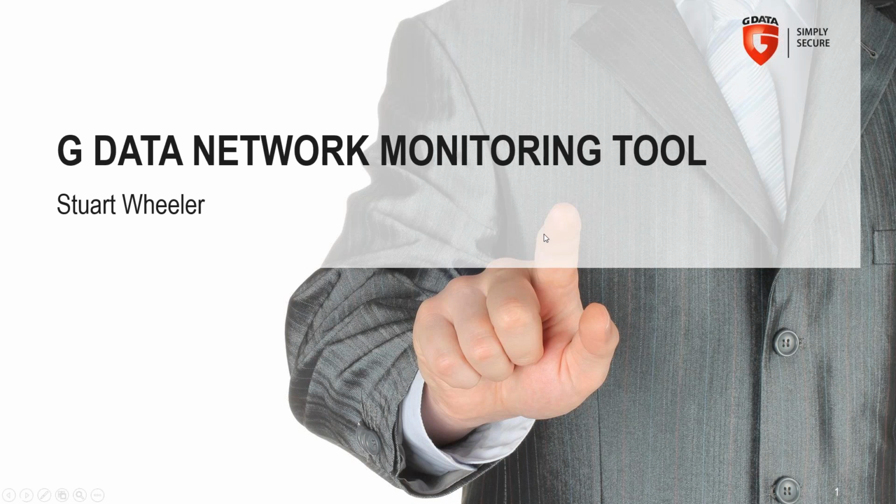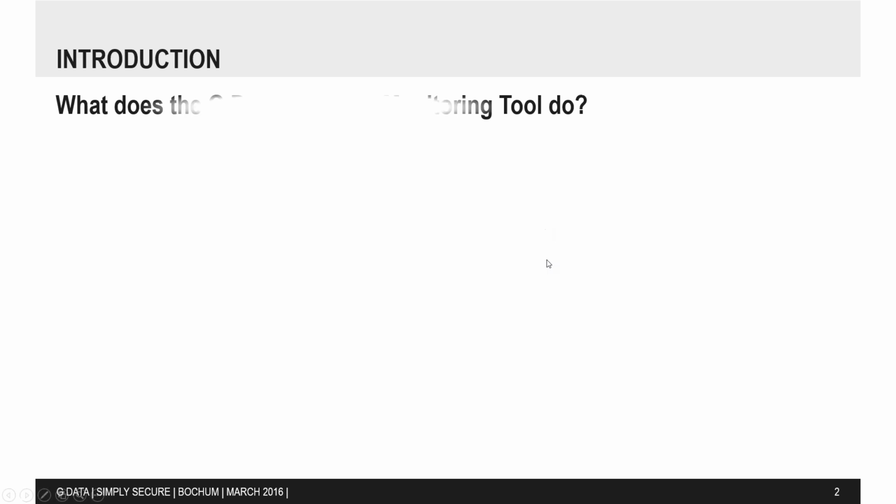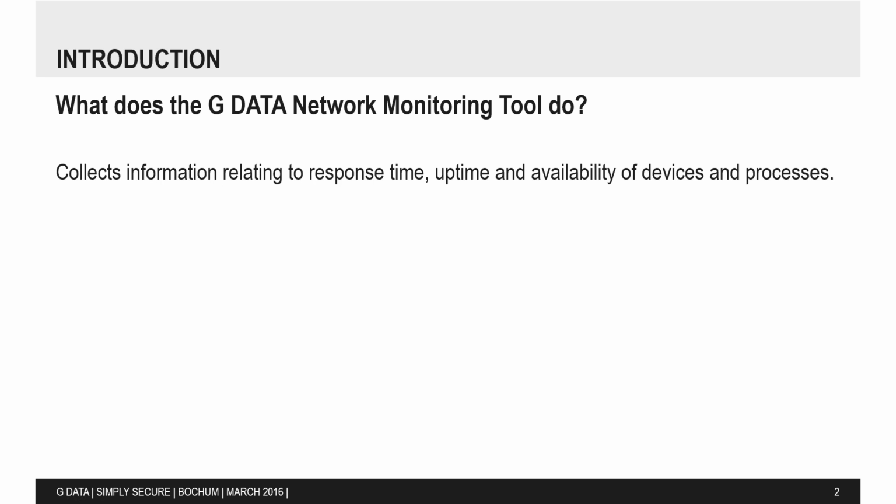So let me begin. So what does the network monitoring tool actually do? What it's doing is it's collecting information from devices on that network relating to their response time, their uptime, and availability. Network monitoring, it isn't actually monitoring your network, it is monitoring the devices on your network. So it's not monitoring the speed of your network at all, or finding bottlenecks on your network.